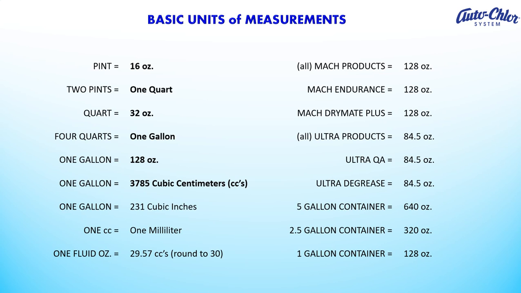1 gallon is also 3,785 cubic centimeters. 1 gallon is also equal to 231 cubic inches. 1 cc is equal to 1 milliliter. 1 fluid ounce is equal to 29.57 cc's, or we round this to 30 to make calculations easier.